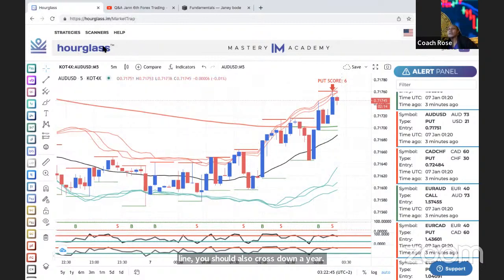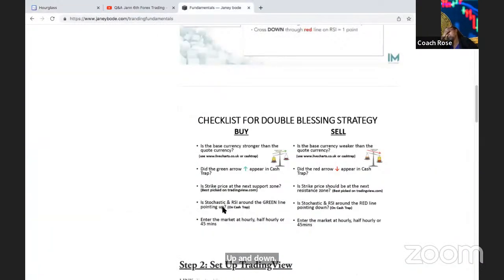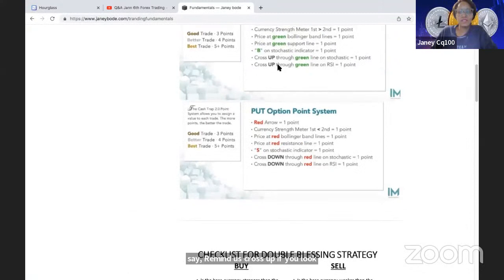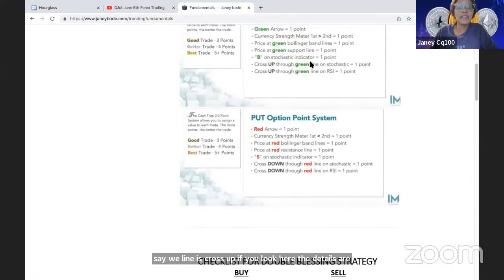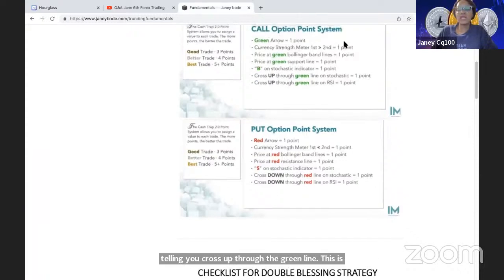Let me ask, if it was a green line, it should also cross down. I should think that way. Okay. Cross up, not down. Cross up. Okay. I have something to say. The green line is cross up. If you look here, the details are telling you cross up through the green line. This is the safest way. I'm telling you, for me, this is what I use.